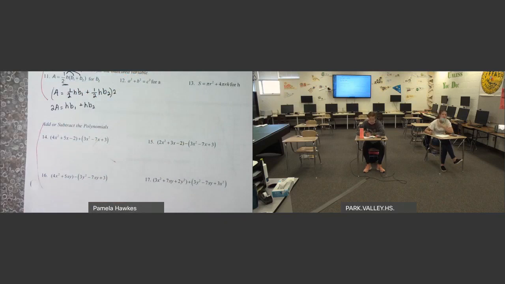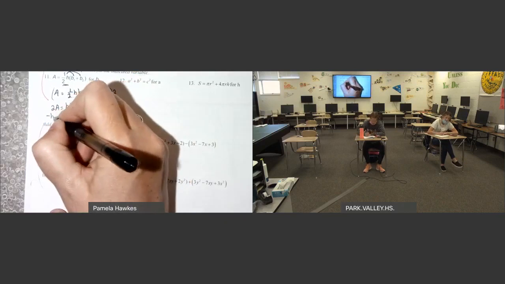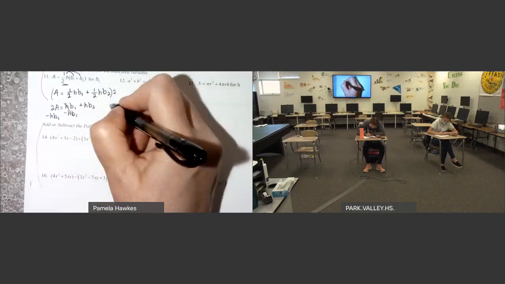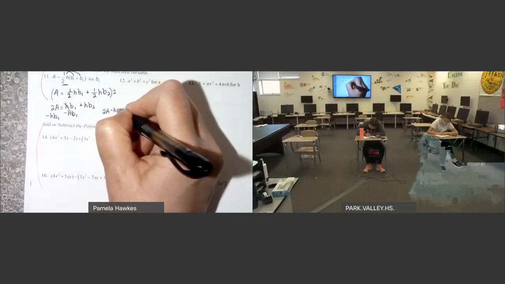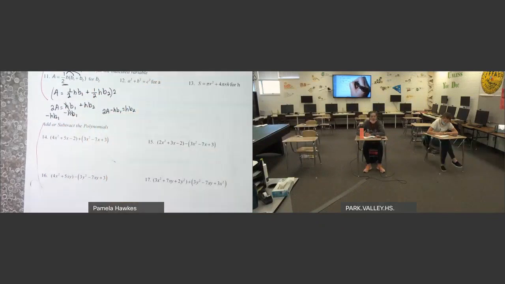What are we solving for? There you go. Good, good. Minus our HB1, both sides, right? That's a B. This goes away, so I now have, I'm going to come over here, 2A minus HB1 is equal to HB2. What do I do next?